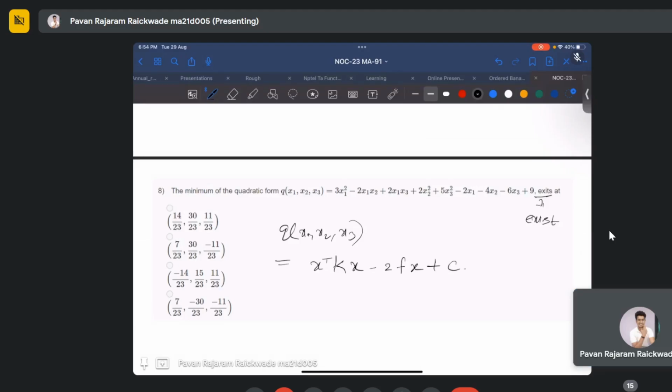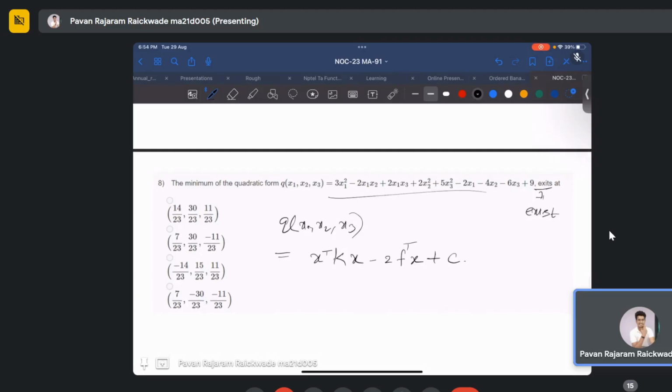X transpose, you're saying? No, but then that's a problem. F I'm considering as a row vector, like then only if I multiply with column I'll get a number. Or maybe I'll say F transpose. Is that okay now? Because then usually F will be a column vector. Now F transpose is a row vector. Yeah, this is fine. Minus 2 F transpose X.